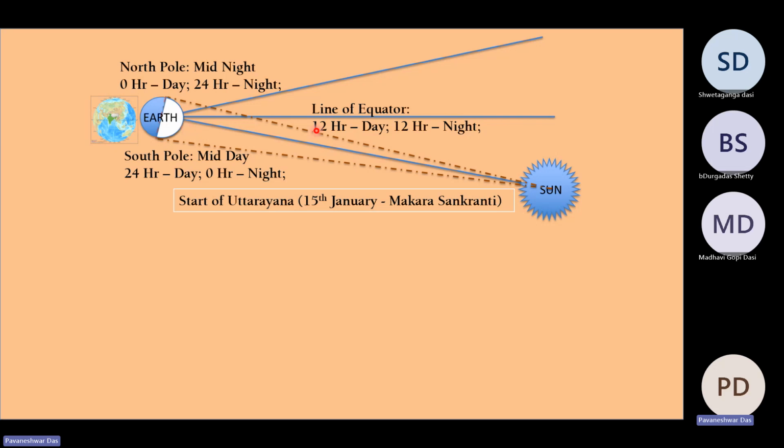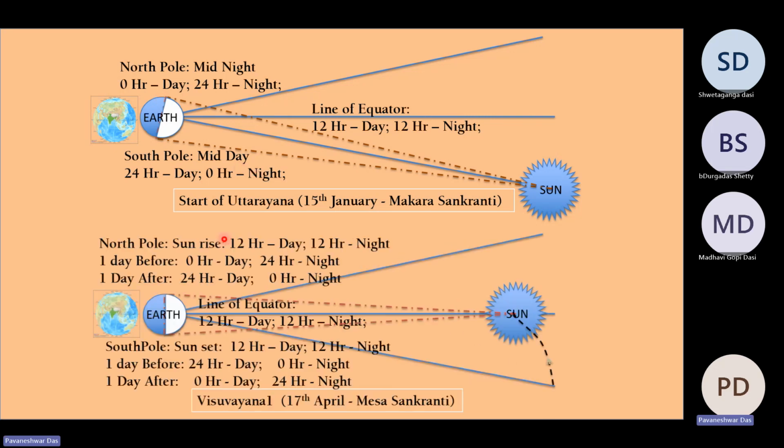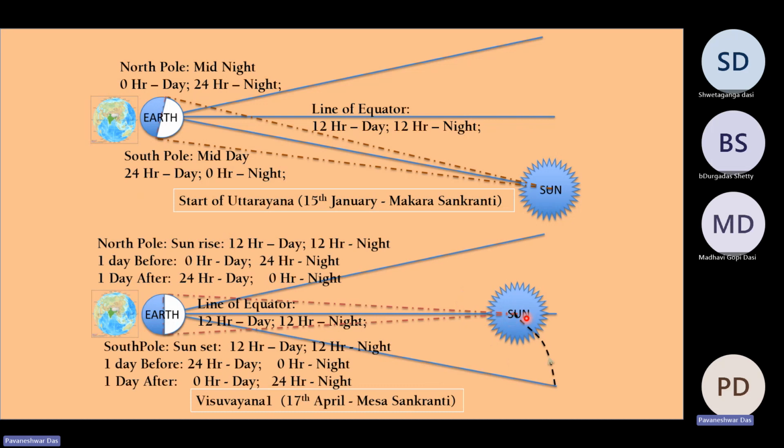In the line of equator, they would have 12 hours day, 12 hours night. And in the North Pole, they would have 0 hours daytime and 24 hours nighttime. It's full night only, in the January month. And the sun is gradually moving upward. In 3 months, the sun comes to the line of equator.